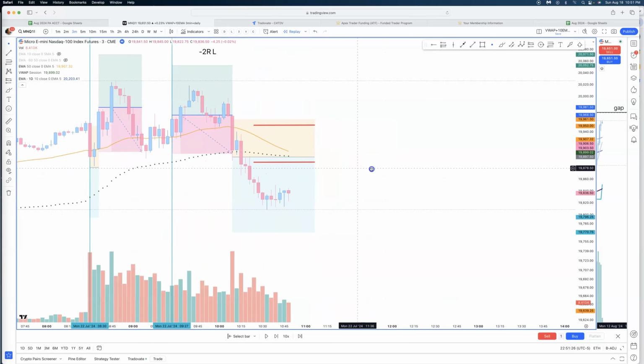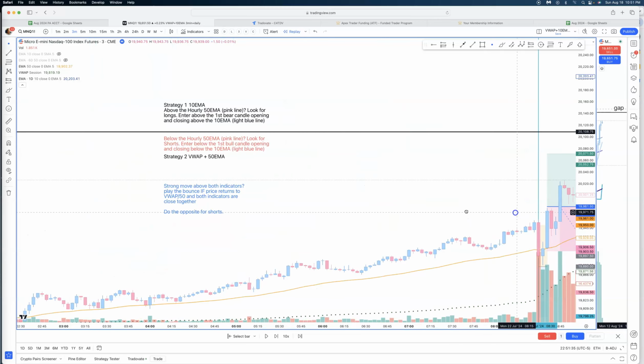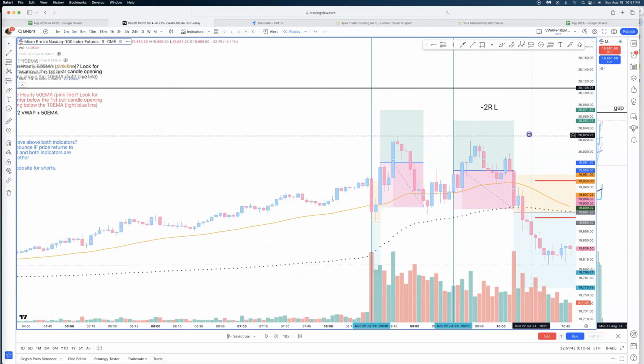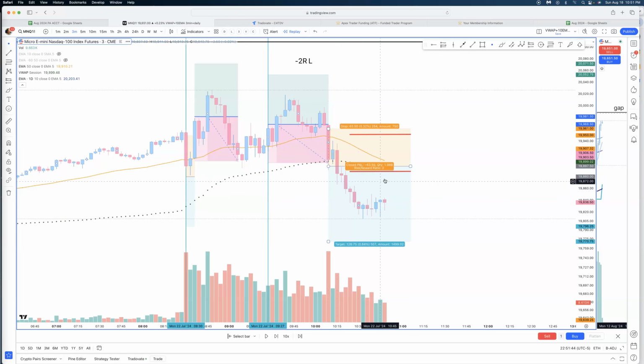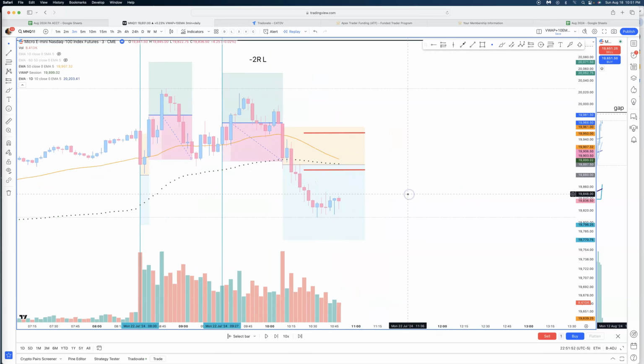So to be honest with you, I might want to just exit this. I would exit probably, because now we have made a strong move down. And remember, to go short on this particular strategy, you would have to look for that strong move down and to wait for price to come back up to the VWAP and 50 area. If they're closer together, you would play that short. So, and where my stop is, that very well may be where price comes to for that rejection play.